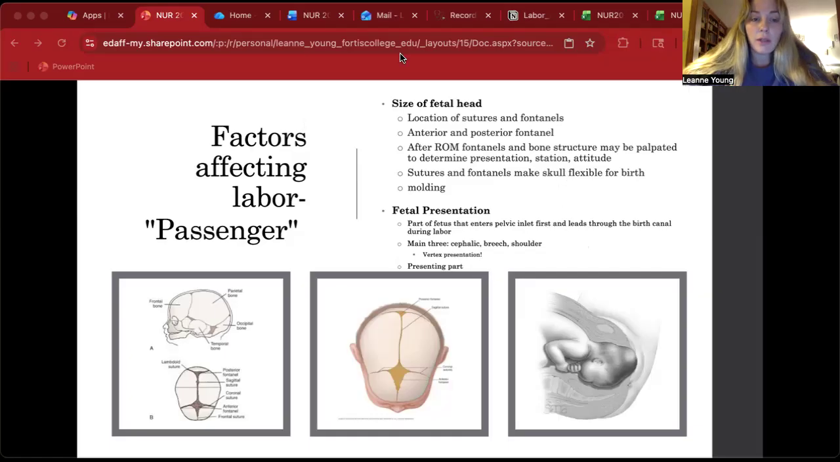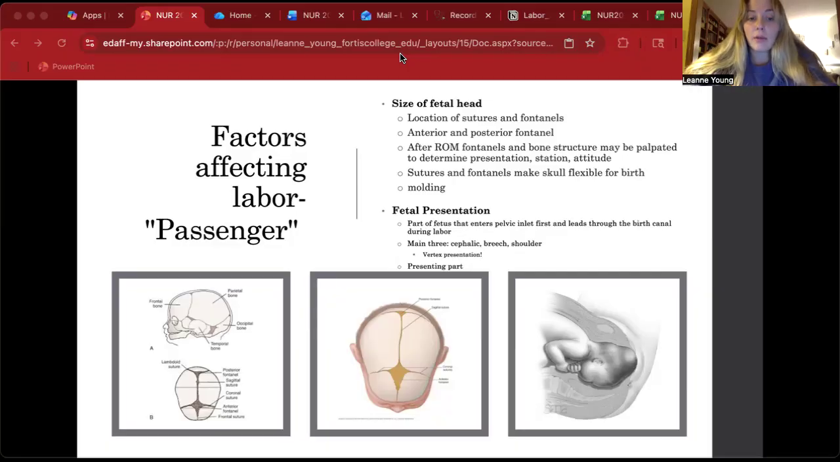The other important thing that we need to talk about is that if we rupture membranes, okay, so provider goes in during labor and determines that the mom is progressed enough, or what they would like to do is rupture her bag of amniotic fluid, rupture her water. We as nurses are able to feel where the fontanelles and the suture lines are, and that's going to help us determine the baby's presentation, station, and attitude.